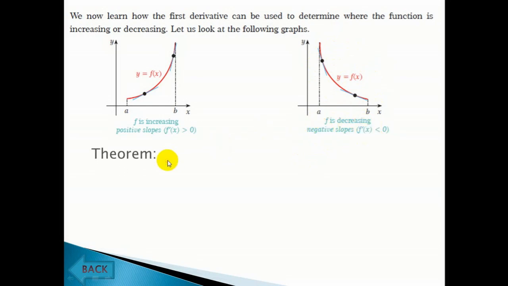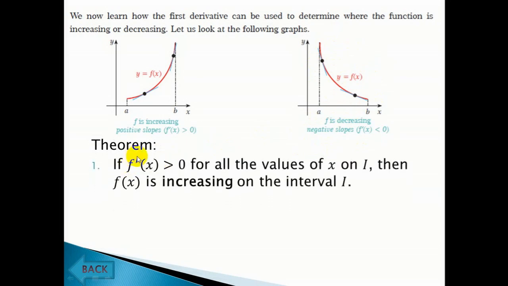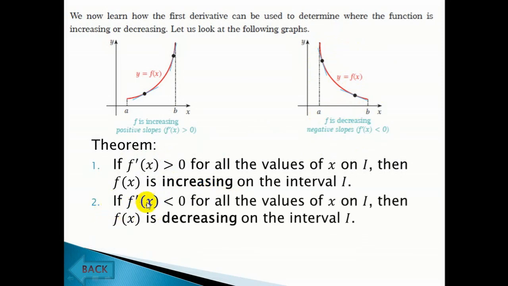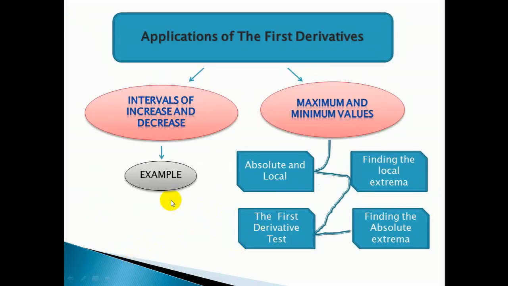Theorem. If the first derivative of f is more than 0, f is increasing. And the second one, if the first derivative of f is less than 0, f is decreasing. So now let's look at the example.